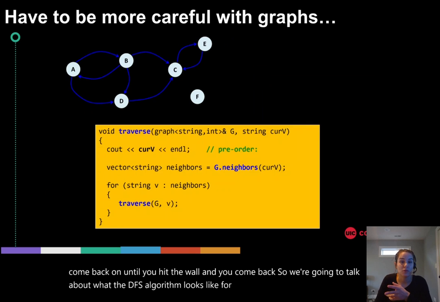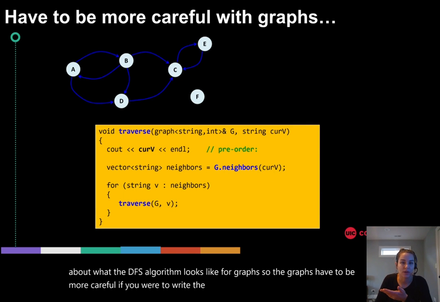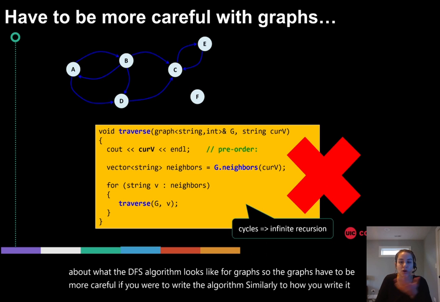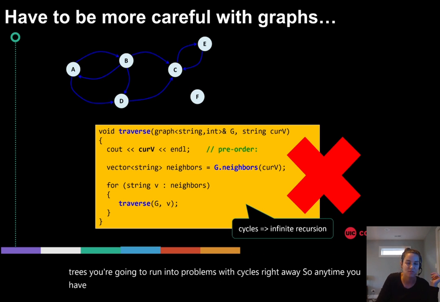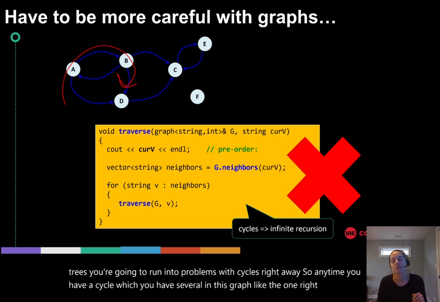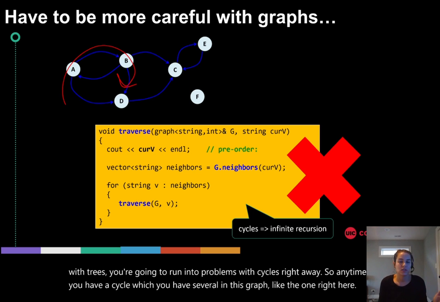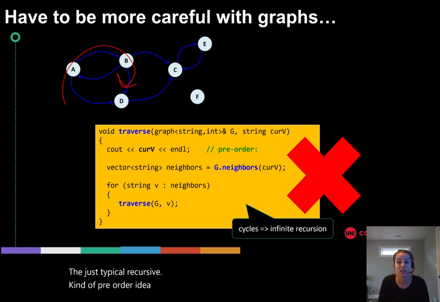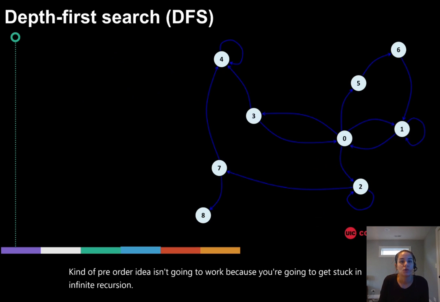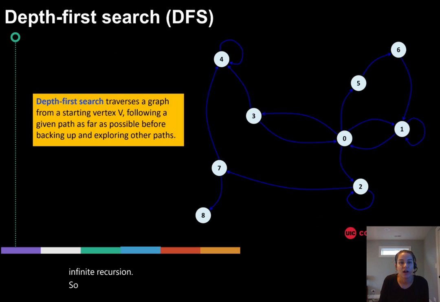With graphs you have to be more careful. If you were to write the algorithm similarly to how you write it with trees, you're going to run into problems with cycles right away. Anytime you have a cycle, which you have several in this graph, like the one right here, the typical recursive pre-order idea isn't going to work because you're going to get stuck in infinite recursion.